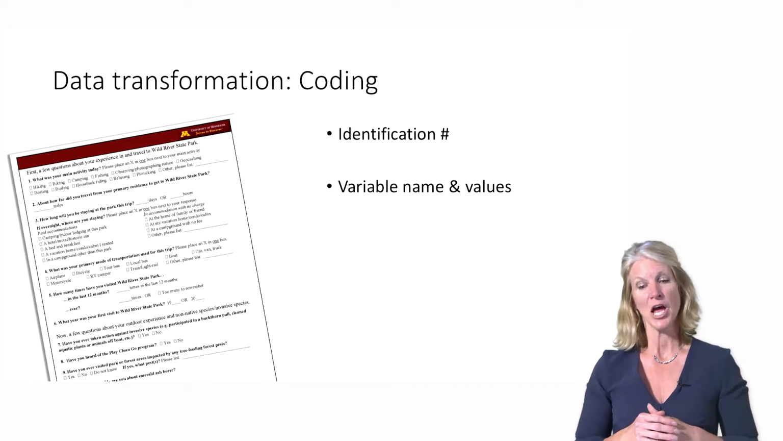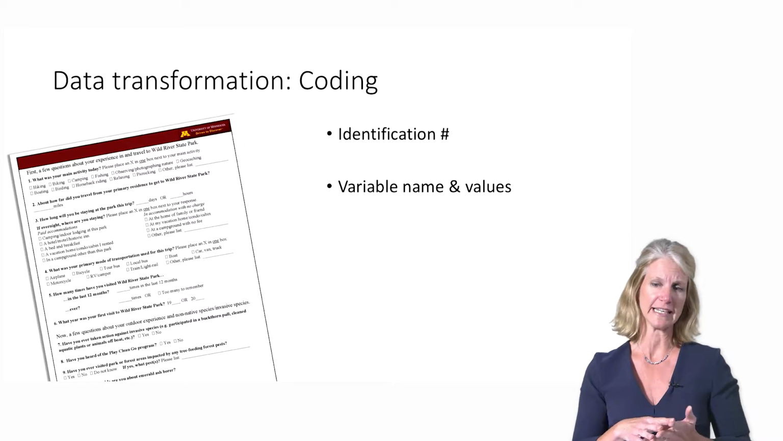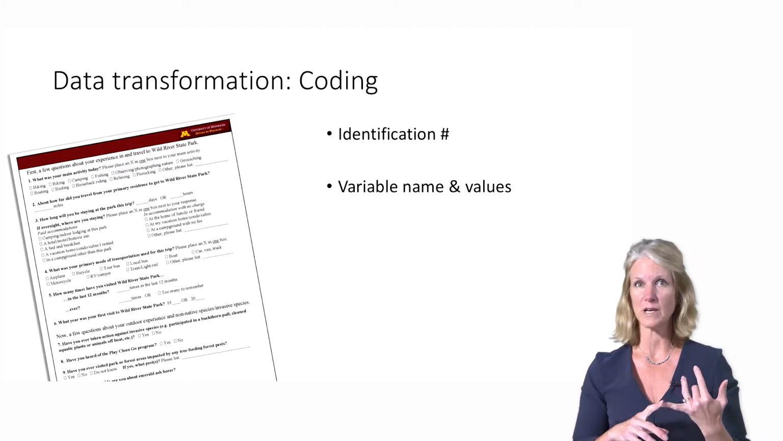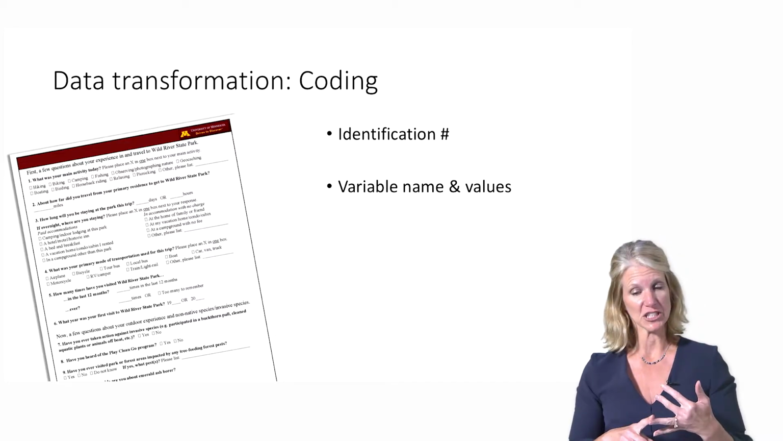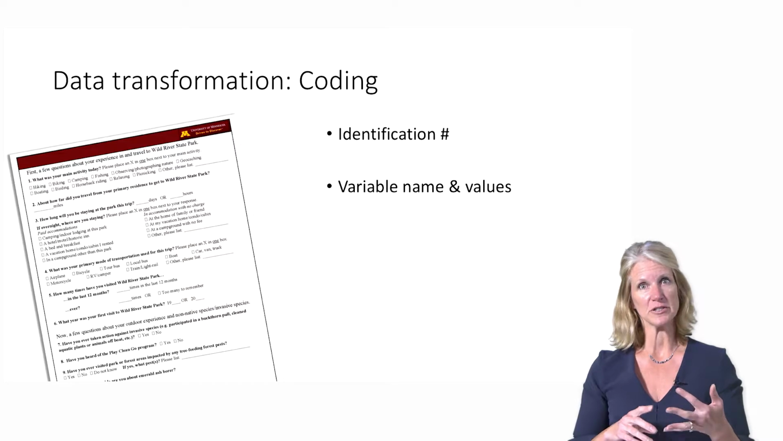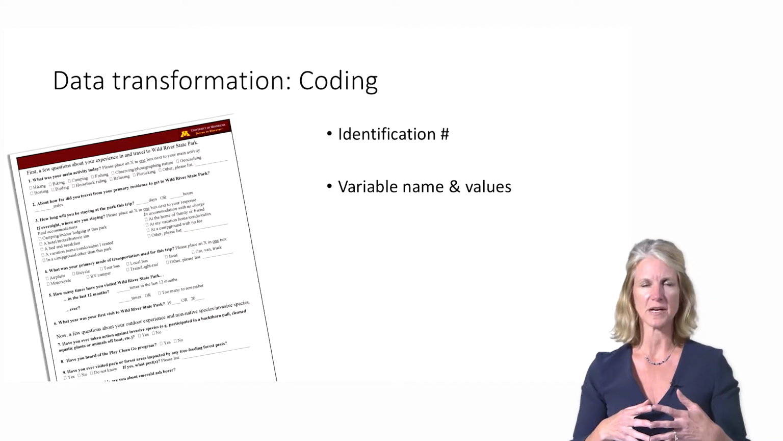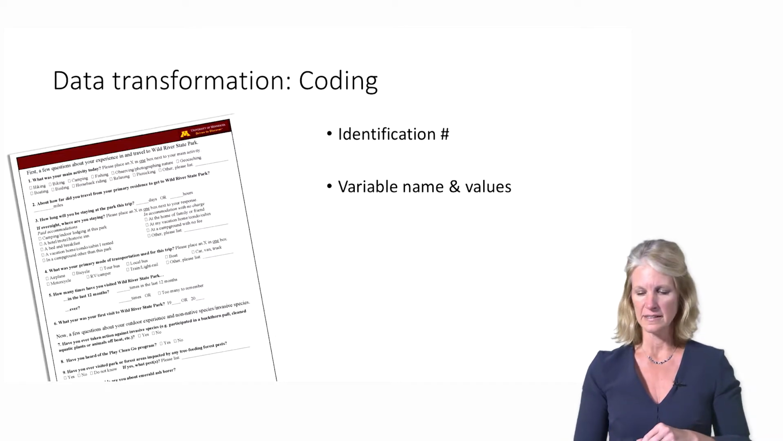The first part of the transformation involves coding the data so it can be numerically analyzed. So specifically, you'll take every questionnaire and assign it an ID number, and then take every question and name it for entry into Excel, SPSS, or R, whatever similar data processing software you're using, and then code the responses for the analysis. Let's take a look at what that looks like.